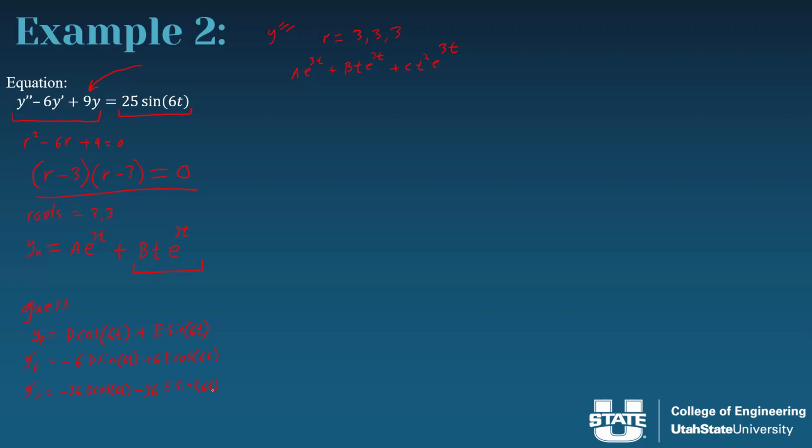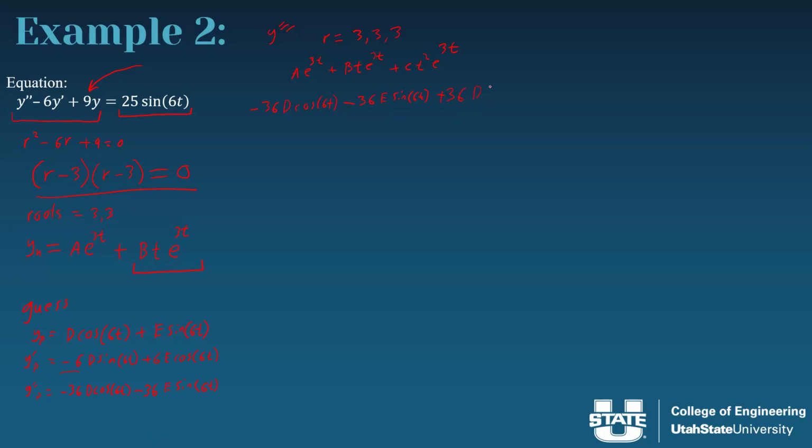It's going to be massive. Let me see. So we're going to have minus 36d cosine of 6t, minus 36e sine of 6t, minus 6y prime. So let's think. We have this minus 6 here, and we're going to times it by 6. We're going to have, yes, positive 36. Very good.